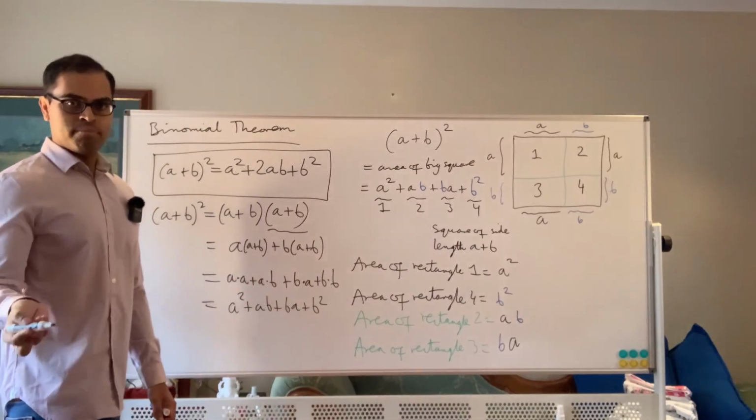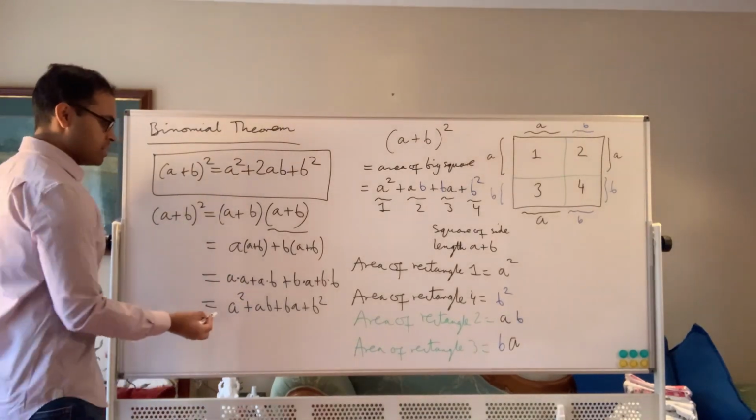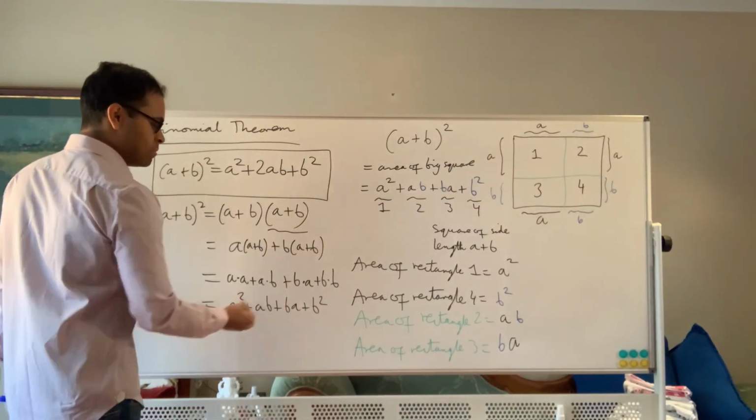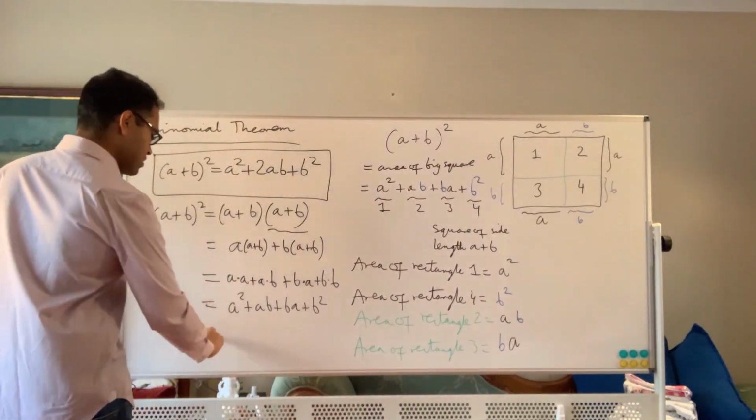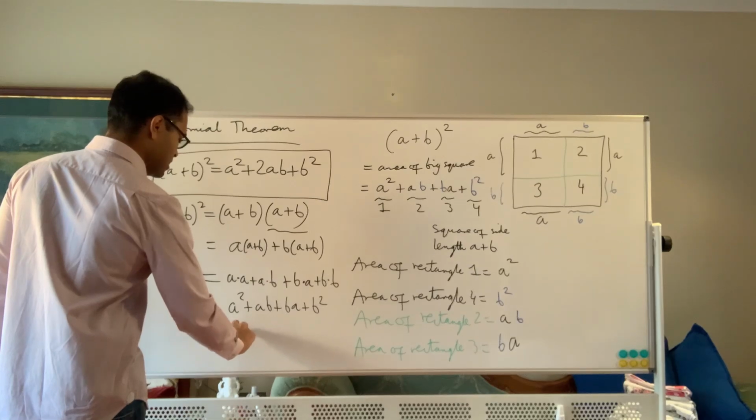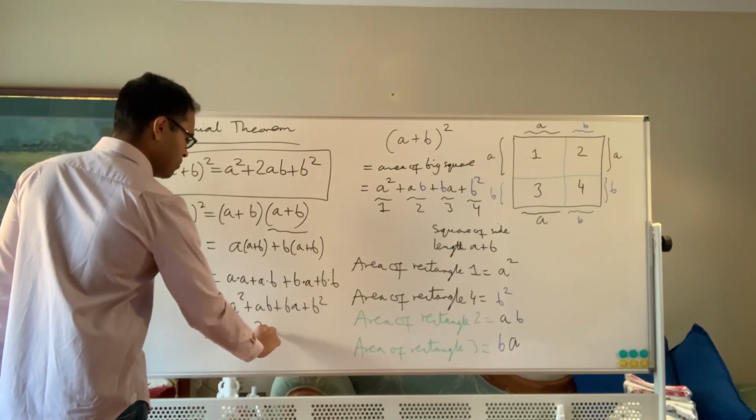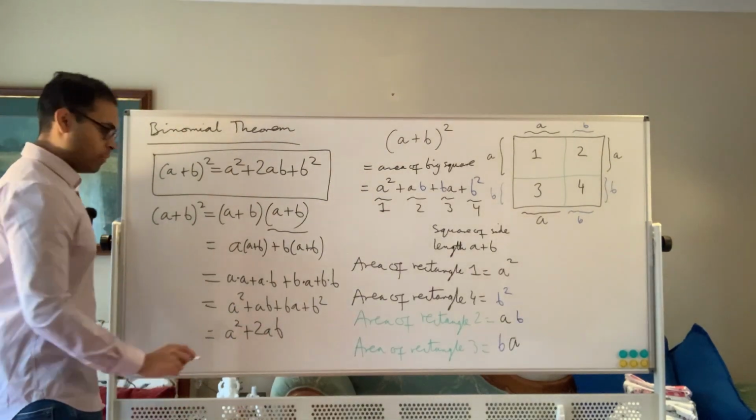Okay, so if we were living in a different universe where the order of multiplication mattered, and there are such universes in math, in more advanced math, they exist, then you couldn't just say that ab plus ba is 2ab. But you can in this case say that. And here we can write, this is a squared plus 2ab, because something plus something is twice that thing, plus b squared.